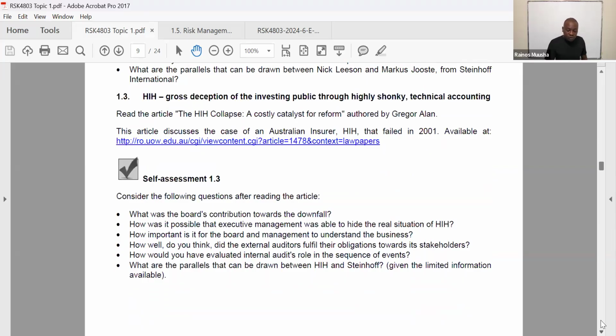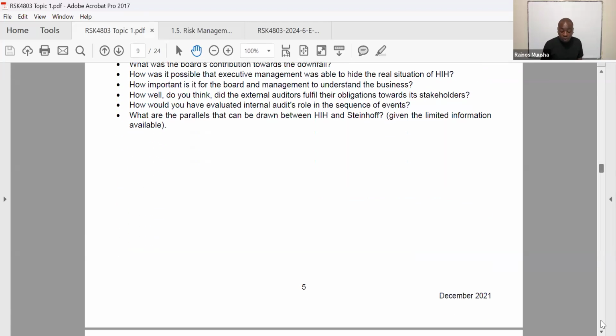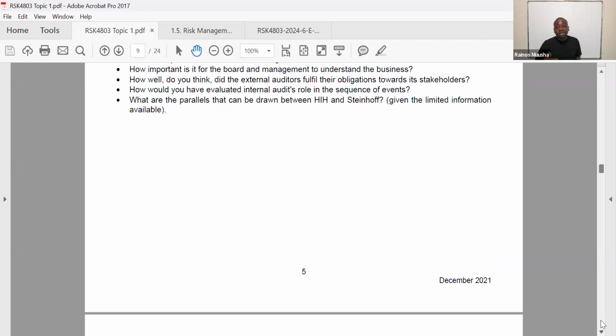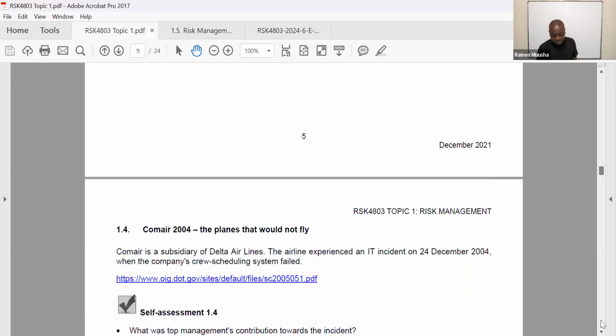Then we have unit 1.3, where you look at HIH, where gross deception of the investing public through highly shonky technical accounting. So this is where the management of the organization was transgressing the accounting principles just to make it seem as if the organization was doing well, when in actual fact it was not doing well. And there was a bit of fraud involved in this as well. As you can see, a common theme that you also find in some of these case studies is usually an issue of fraud and misrepresentation.